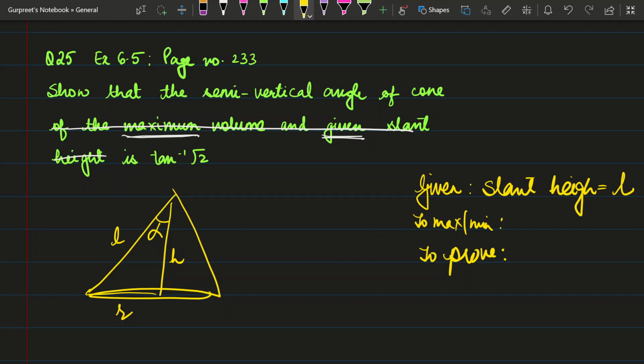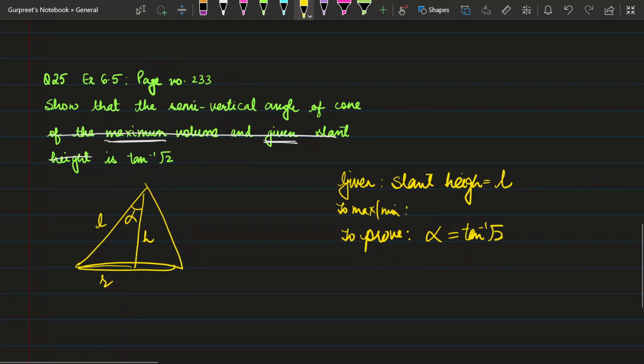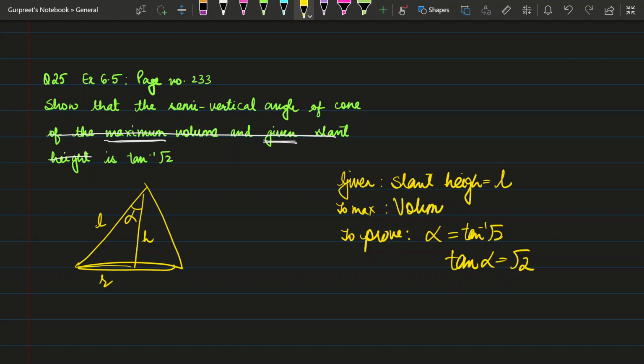What do we have to prove? That the semi-vertical angle, let alpha be the semi-vertical angle, is tan inverse root 2. Therefore, you have to prove that tan alpha is equal to root 2. So this is the proving part. Of maximum volume means you have to maximize the volume of the cone. So you can remove this phrase and read the question to see what we have to prove.